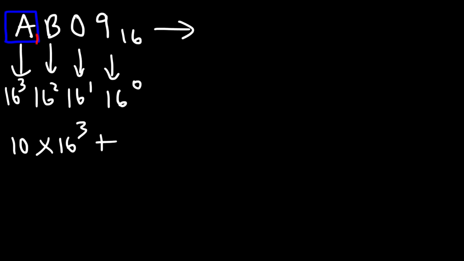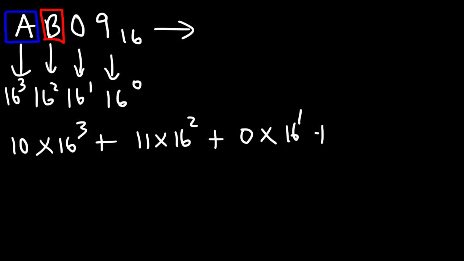Next, we need to change B. So B corresponds to 11. So this is going to be 11 times 16 squared. And then we have 0 times 16 to the first power, and then 9 times 16 to the 0 power.